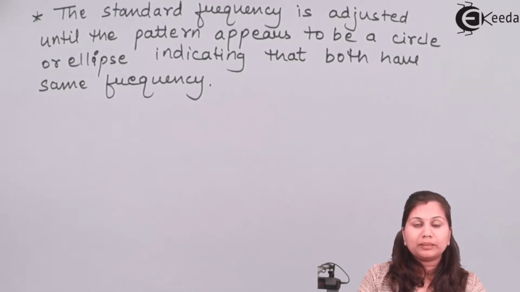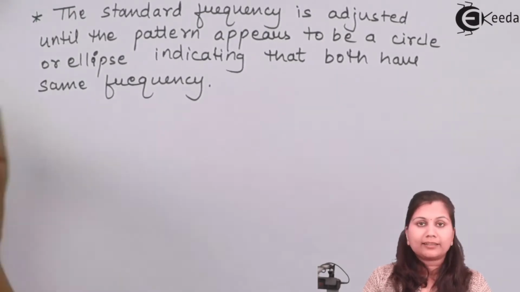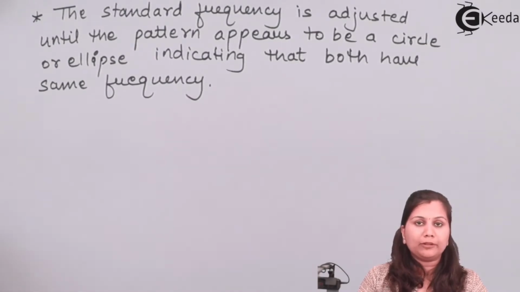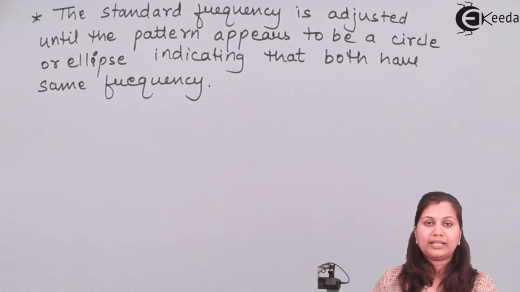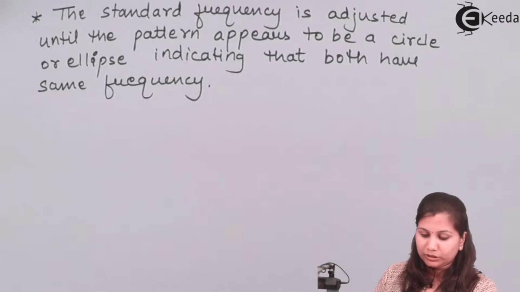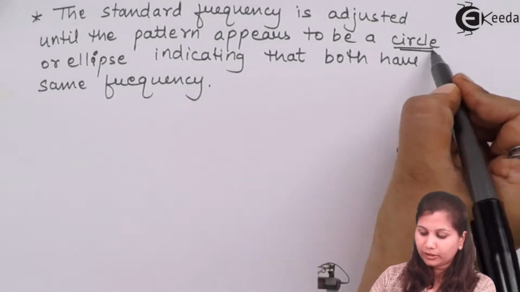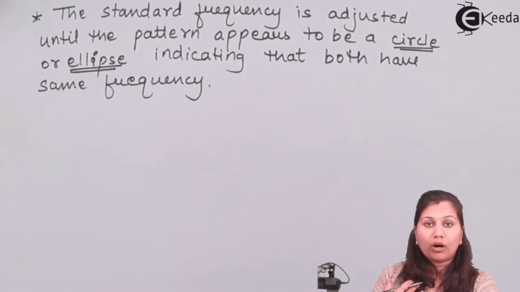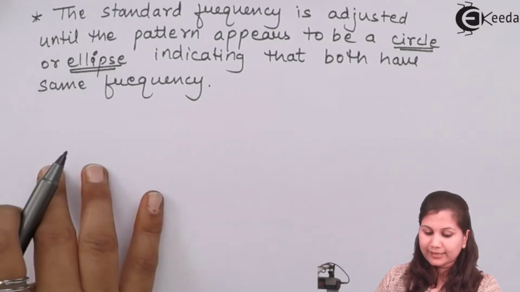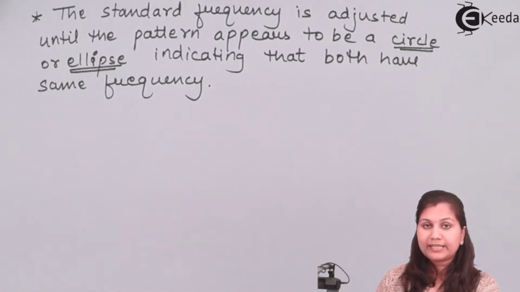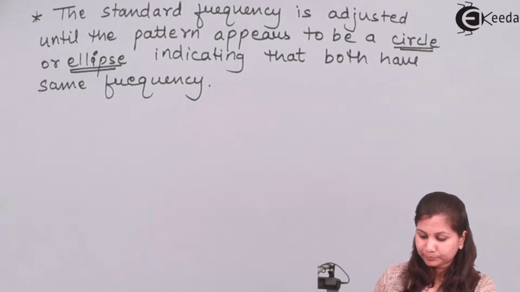Now it may be possible that we are not getting the same frequency. It may be possible that the standard frequency is a multiple or sub multiple of the unknown frequency. It may be twice or thrice the unknown frequency. Now this was the case when we get the Lissajous pattern as a circle or an ellipse. What will be the frequency if we get a different Lissajous pattern? In that case, the frequency can also be measured. Let us first take an example here.